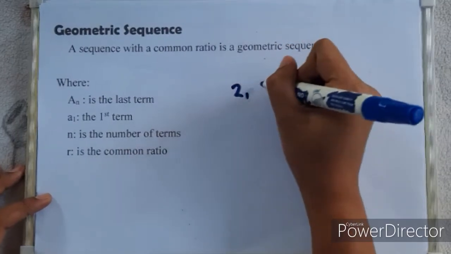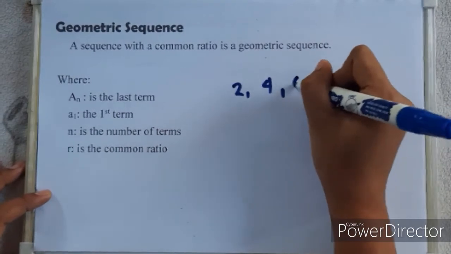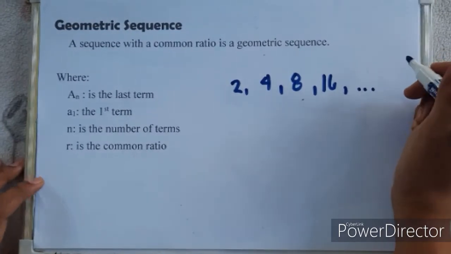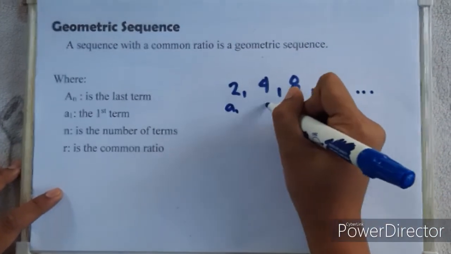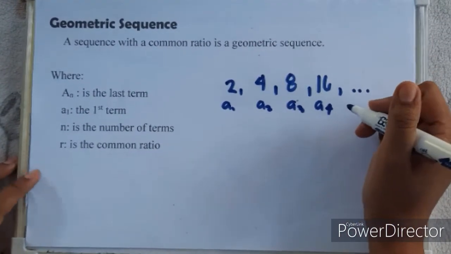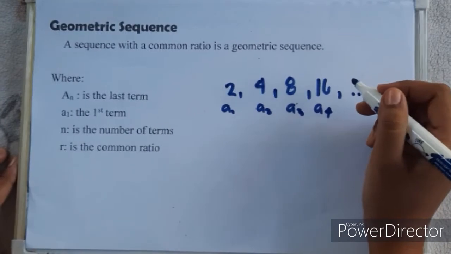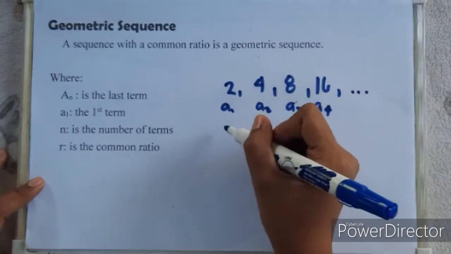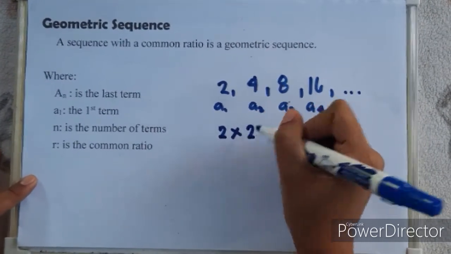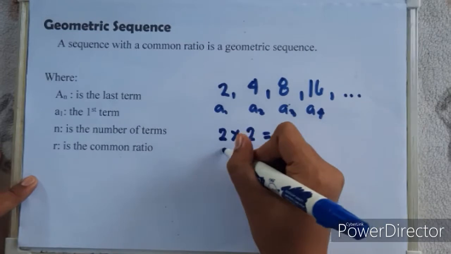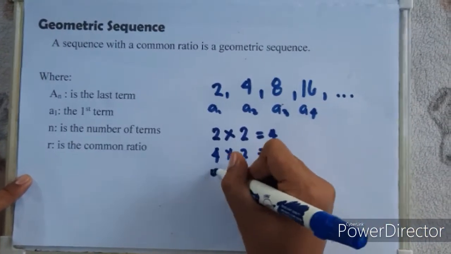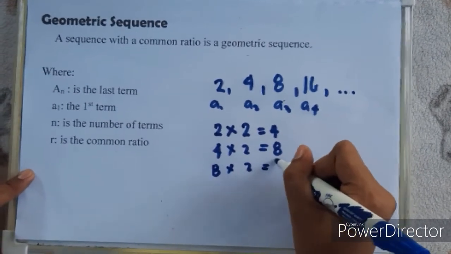So we have here 2, 4, 8, 16, and so on. This is the example of a geometric sequence. We have here our a sub 1, a sub 2, a sub 3, and a sub 4. To get the next term, as you can see, you're going to multiply the first term by 2. 2 times 2 equals 4. And 4 times 2 is equal to 8. Followed by 8 times 2 is equal to 16.